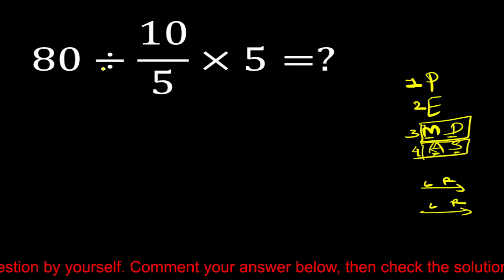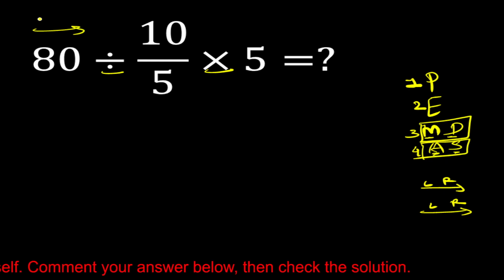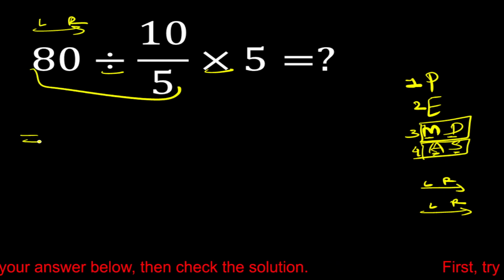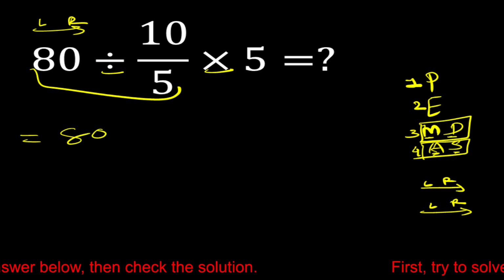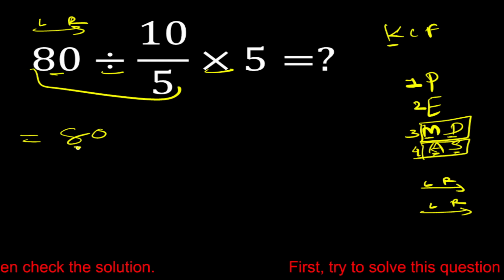So here is division and here is multiplication. Both have equal priority, so we have to solve it from left to right. So first we have to solve this part, is equal to 80. Now according to the KCF rule, K means keep this 80 as it is, same.